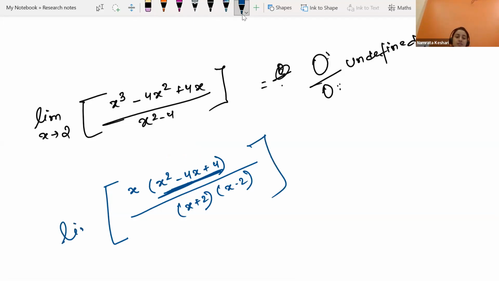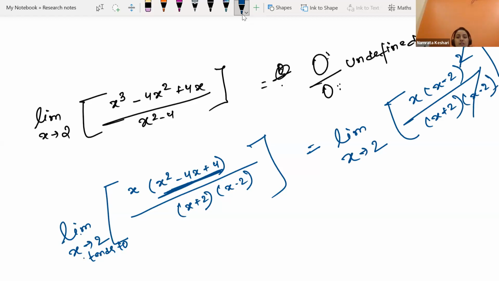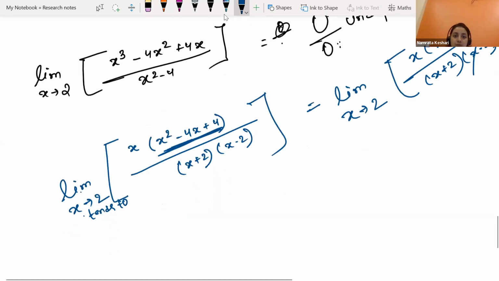We'll be copy pasting this, limit x tends to 2. ऐसे इसको रीड करते हैं, लिमिट x tends to 2. Okay, tends to 2 इसका मतलब होता है x is approaching 2. Okay, limit x tends to 2. We can write x into x minus 2 whole square over x plus 2 in one bracket, x minus 2 in another bracket, and we can cancel out x minus 2 with x minus 2. Okay, now we will substitute.